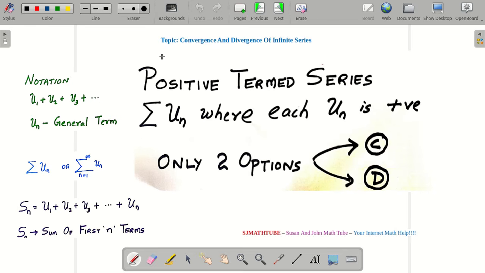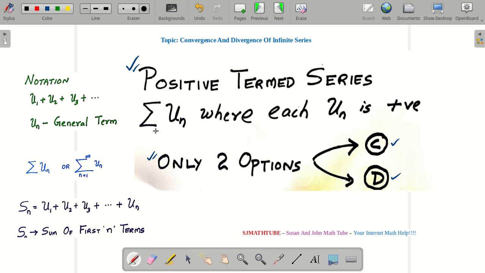And next one is very important. I already told you. Imagine all the terms in a series are positive, and that is called a positive termed series. And you'll have only two options: either the series will converge or the series will diverge. Did you note all these points?